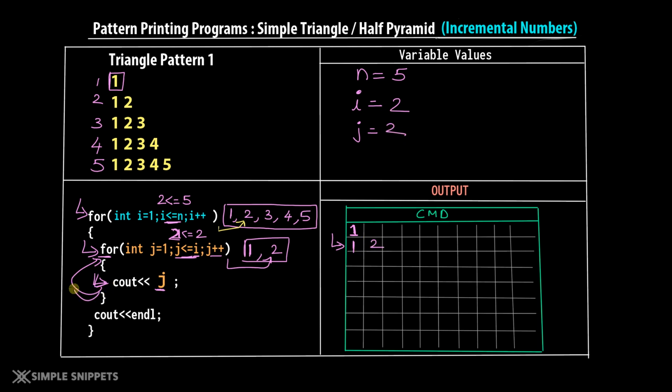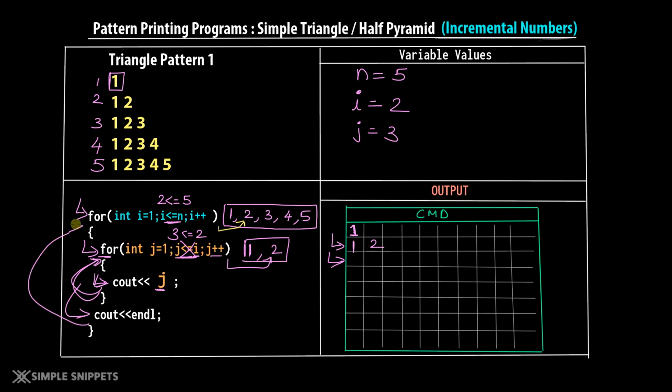Right? So again you'll go to the start of the for loop. We'll say j plus plus. j will become 3. And now the condition will become false, because the condition is j has to be less than or equal to i. Is 3 less than or equal to 2? No. 3 is greater than 2. So this means that now the condition will become false. You will come outside the for loop. You will say cout endl, which will take you to the new line.